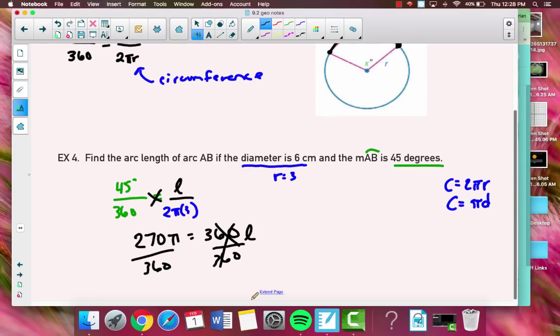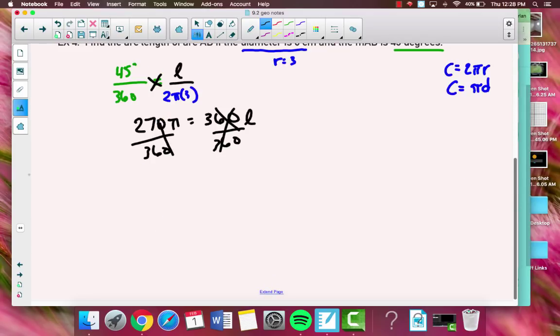They'll probably ask you to round at the end. So I'm going to cancel out my zeros. 9 goes into both of these, so we get 3/4 pi equals L. And then, of course, if you want the decimal answer, you just multiply that 3/4 by pi in your calculator, which gets you that the arc length is roughly 2.36. In this case, we're talking about centimeters, I believe it was.